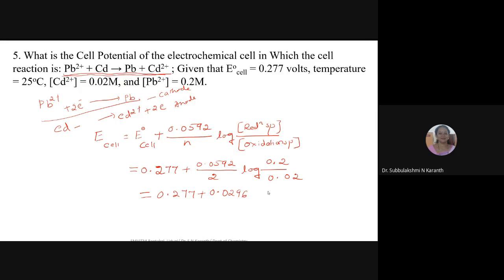Log 10 is how much? Log 10 is 1. So you can get 0.277 plus 0.0296. So the final answer is E cell equal to 0.3066 volt. Okay, this is the final answer observed.